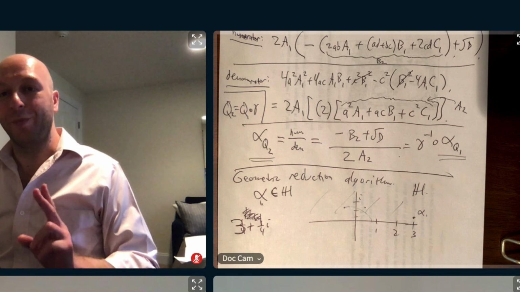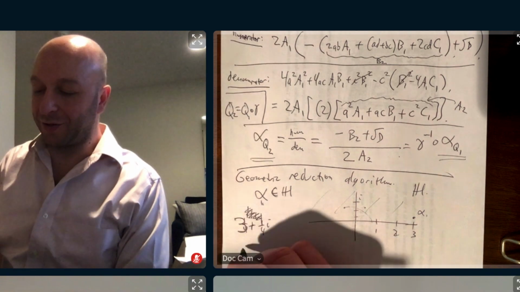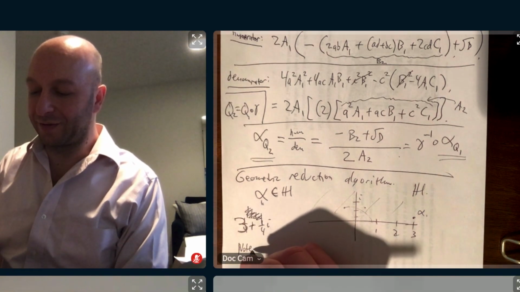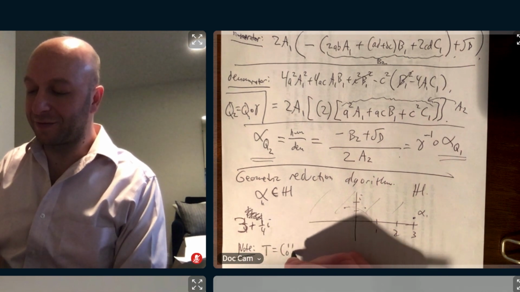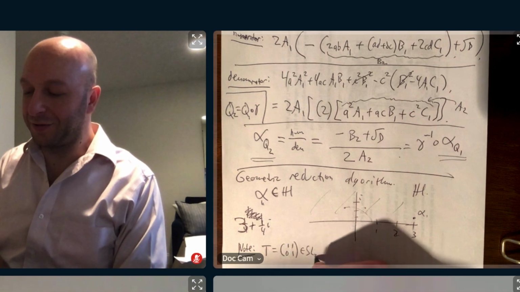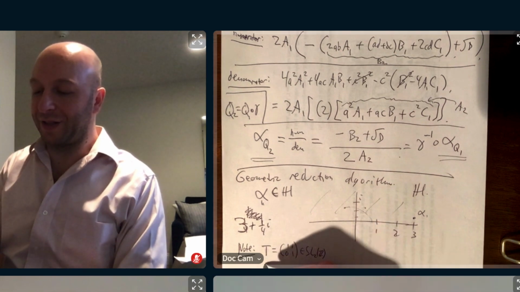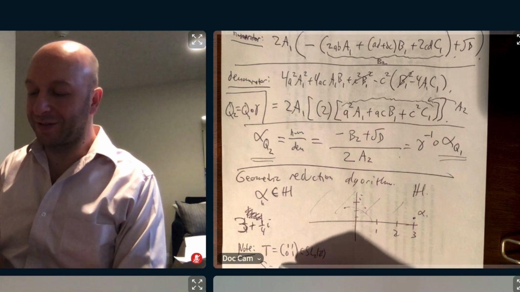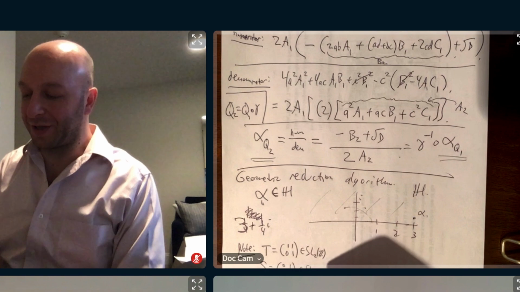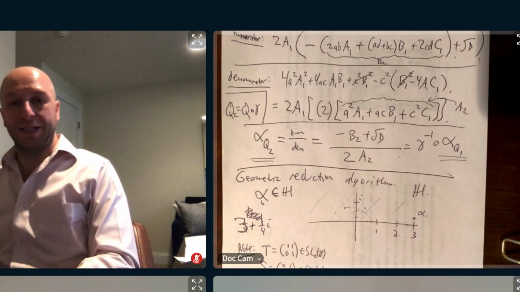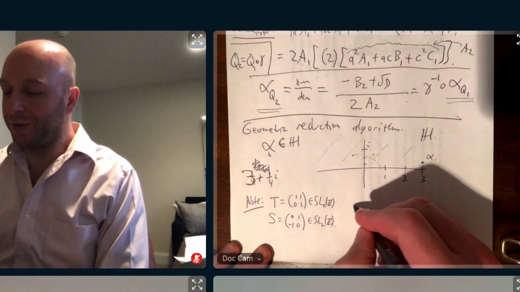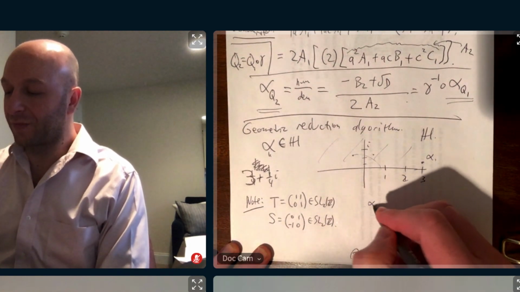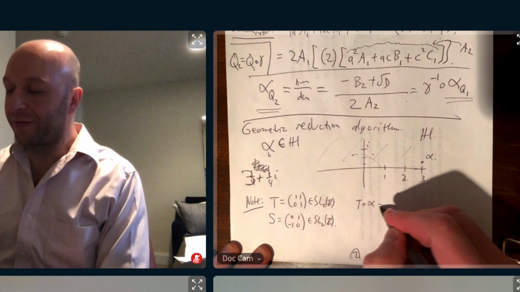So here are two matrices in SL2Z. Observe, I'll call this one T, the translation matrix. This is in SL2Z. And this one is usually called S. I call it the flip matrix. This is also in SL2Z. And let's see what these matrices do as fractional linear transformations. So T, if I have any alpha, what does T do when it acts on alpha?